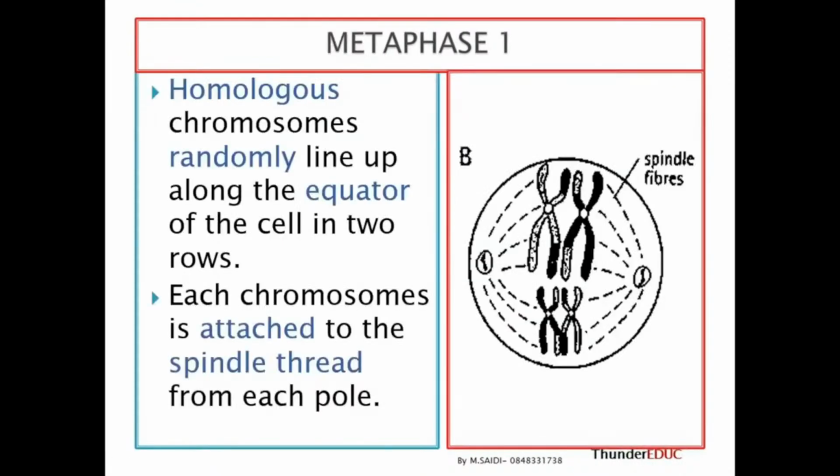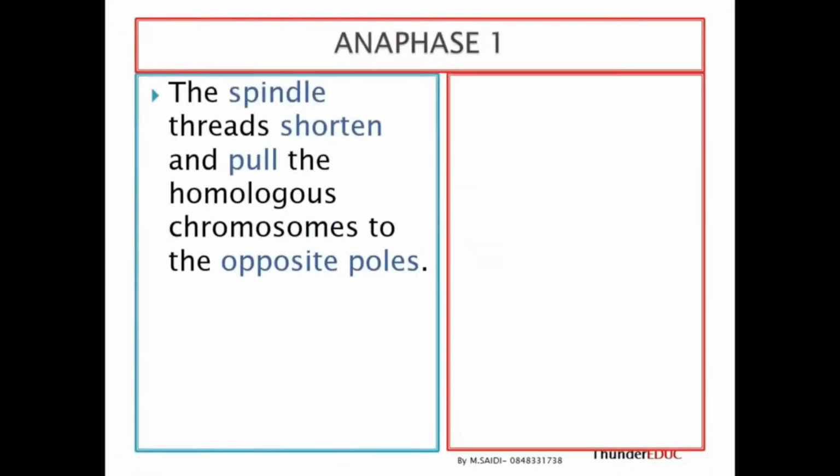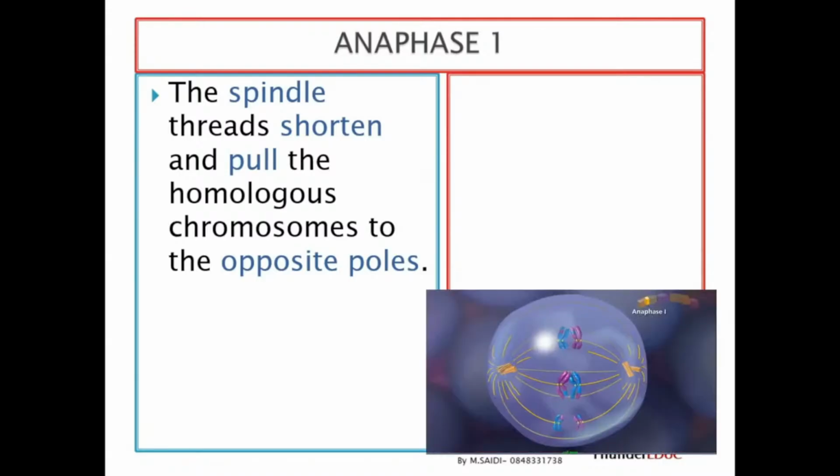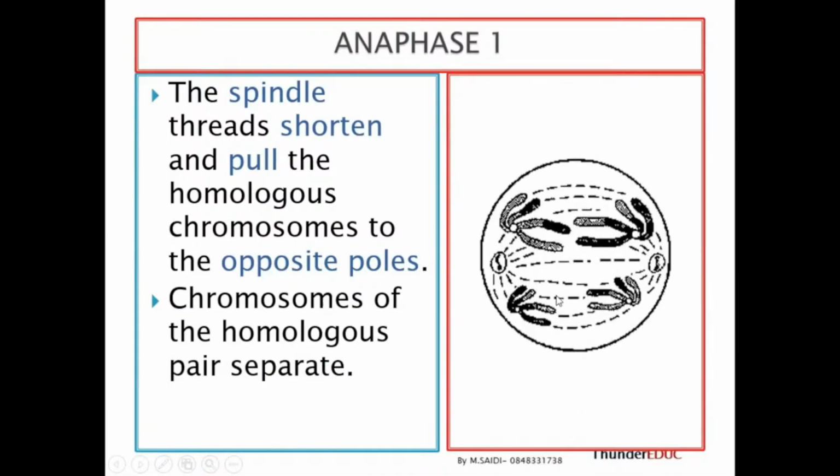So after that, once they are done with this, they start to move apart, which is called anaphase. In anaphase, the spindle threads shorten, they pull. It's like when you are a bodybuilder and you carry something, the muscles shorten. When they shorten, they pull. So they pull the homologous chromosomes to opposite poles. What happens to the homologous chromosome pair? They separate. It means that now they move to opposite poles. This is what is happening.